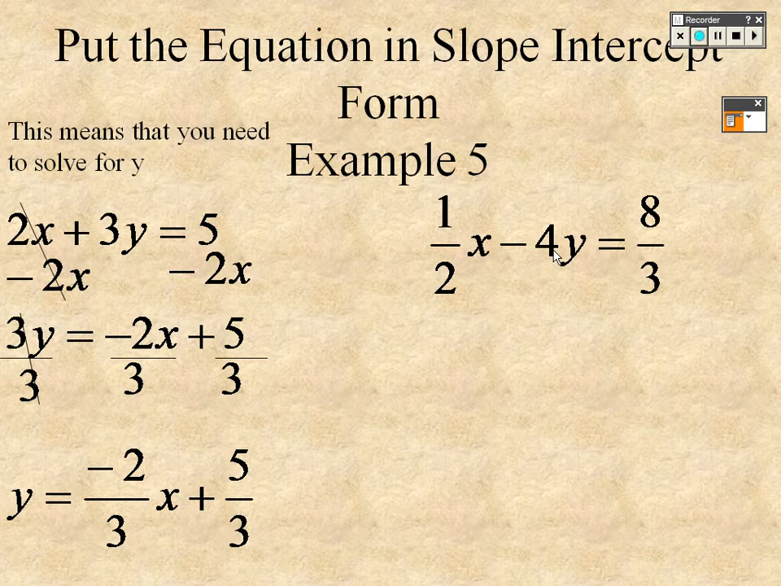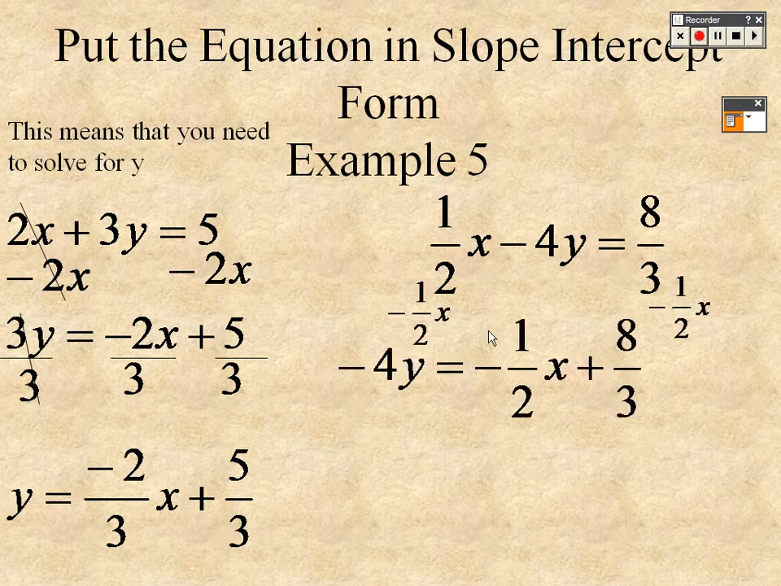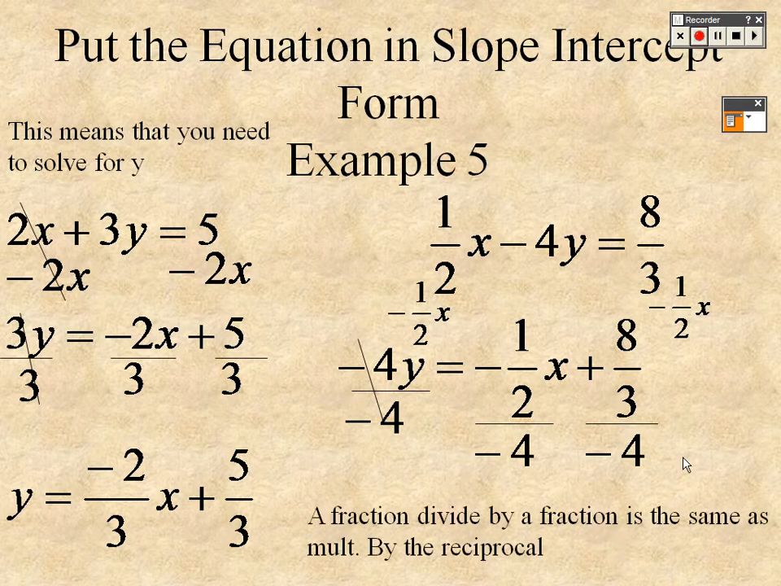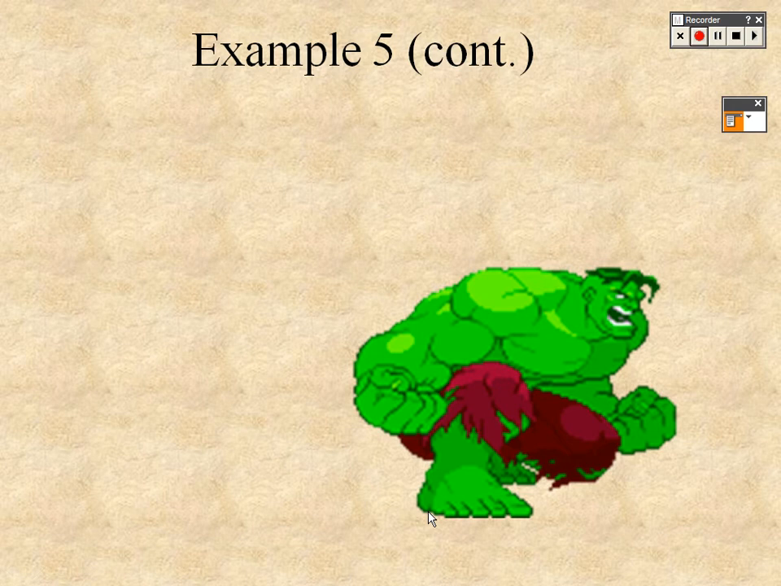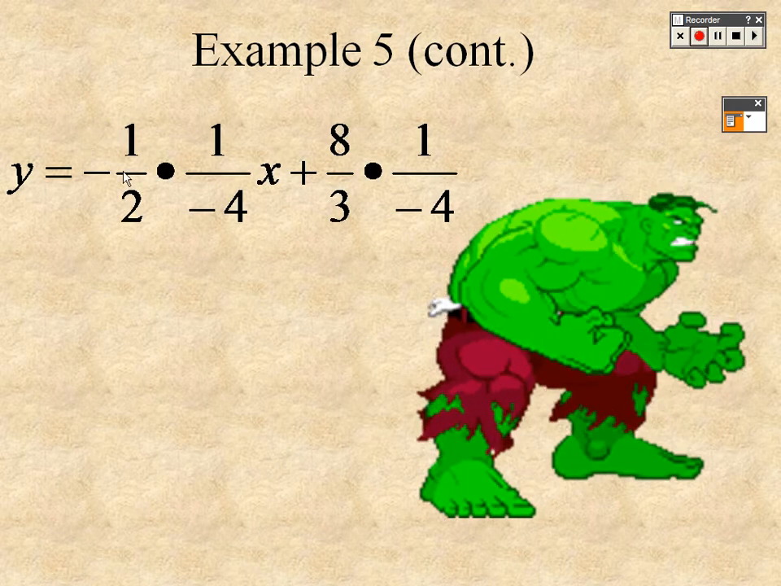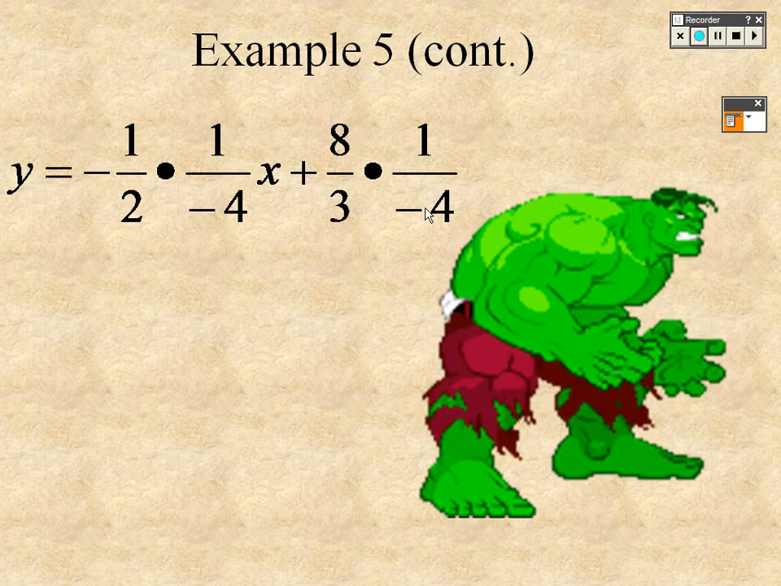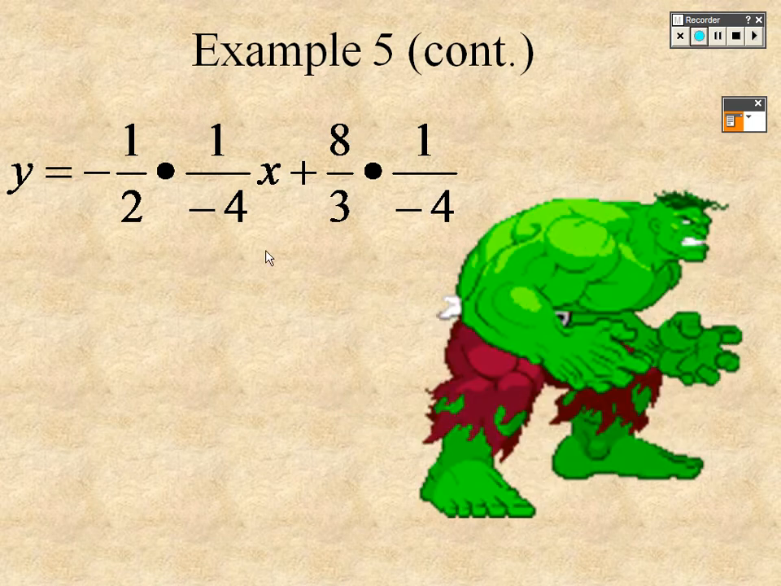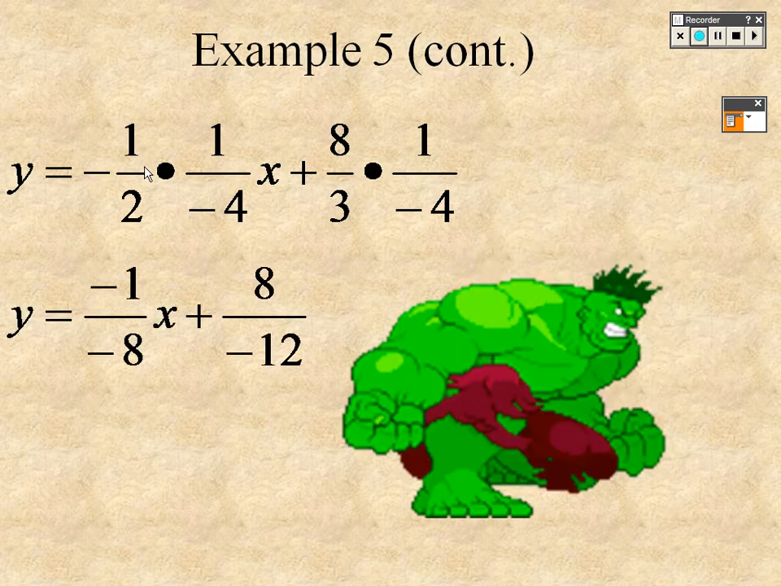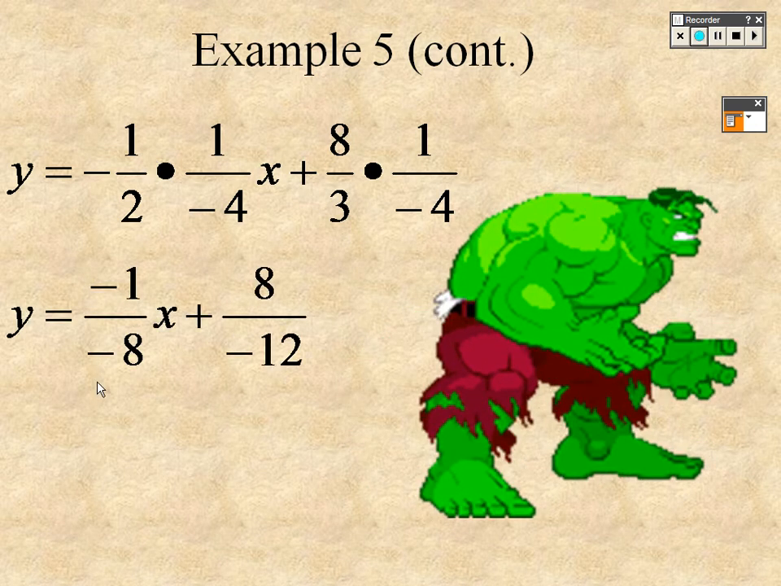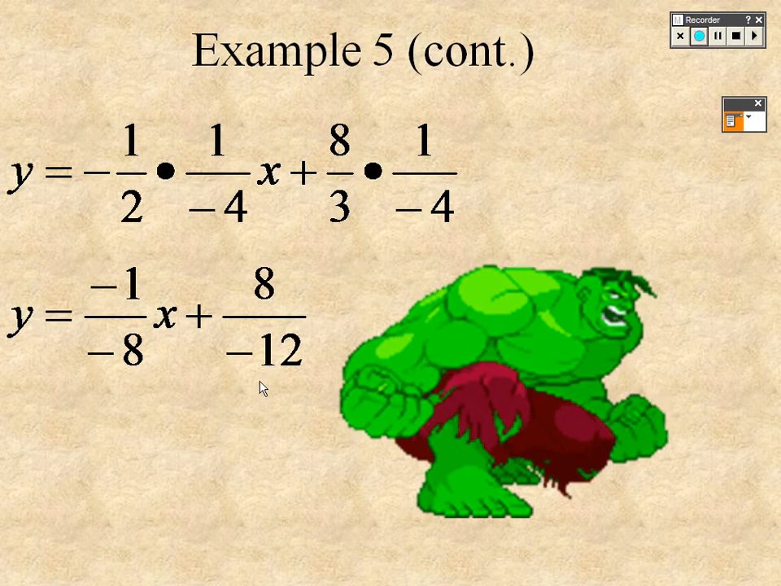Okay, this one in slope-intercept form, that means you solve for y. So add 1/2 x to get this, and then you divide by 4, which means I divide this by a negative 4 and this by a negative 4. It's like saying, when dividing by a fraction, it's like multiplying by the reciprocal. So it's negative 1/2 times 1 over negative 4, and 8/3 times negative 1 over negative 4. So I get a positive 1/8 here, and over here I get 8 over negative 12.